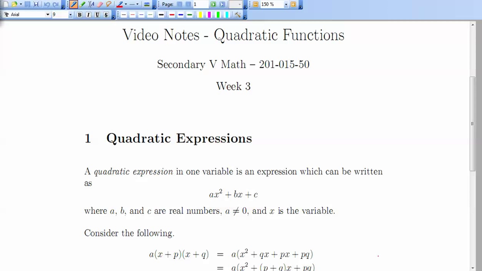Hello, this week we're going to talk about quadratic functions. We'll start off right away with factoring quadratic expressions. First of all, what is a quadratic expression? It's any expression of this form here, where we've got coefficients a, b, and c in front of the quadratic, linear, and constant terms respectively, and a here, of course, has to be non-zero, otherwise it's not quadratic.